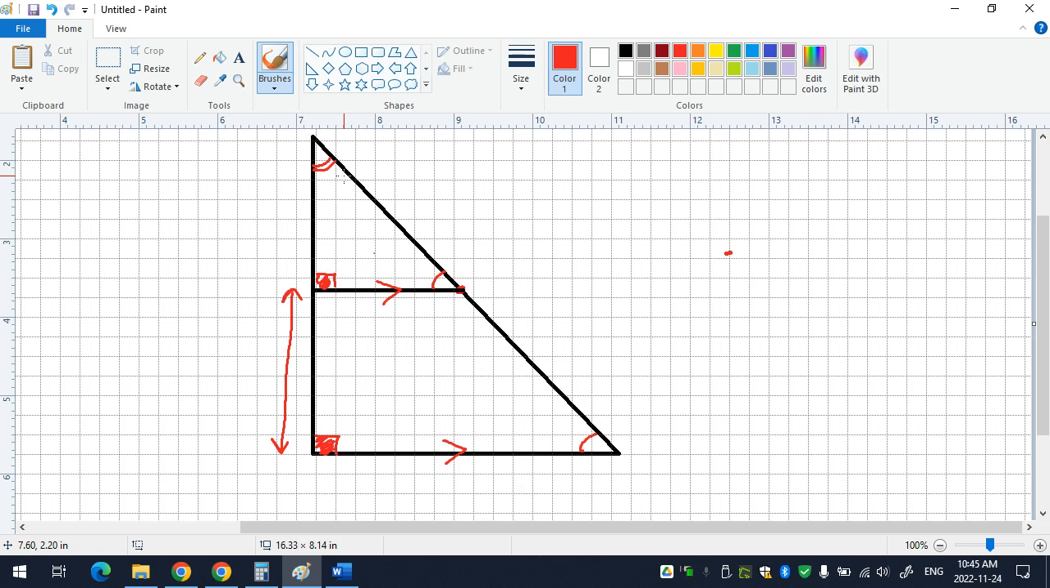What does this mean? If this guy is half of this guy, what is this one as well? Half of that, which means what? This one is half of this one. Does that make sense now?